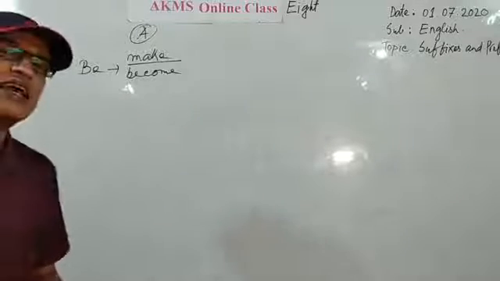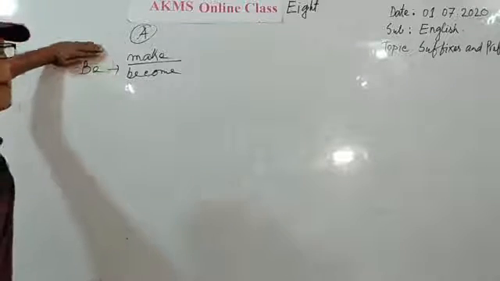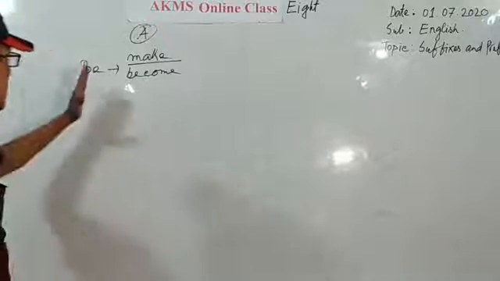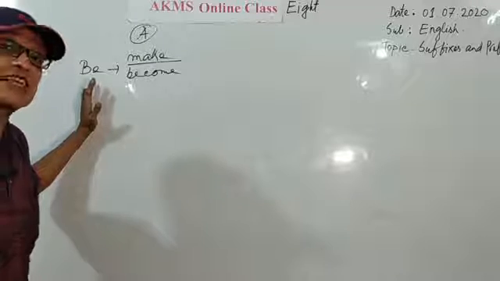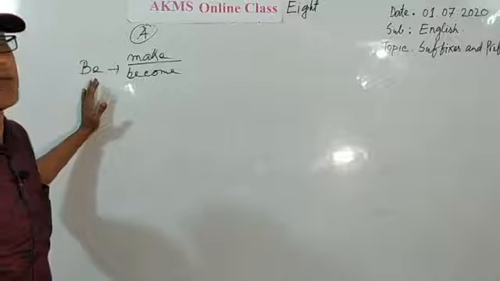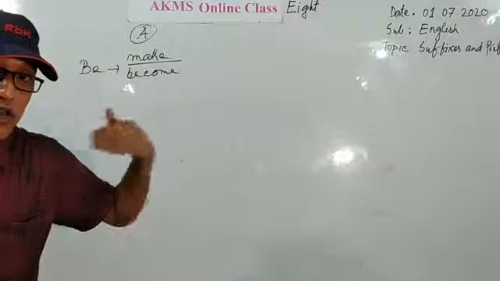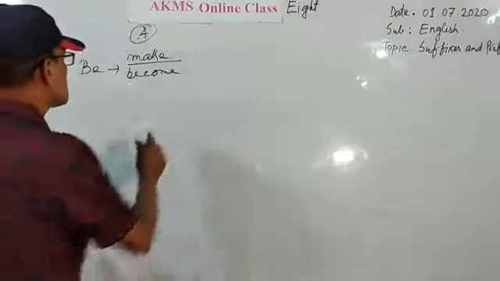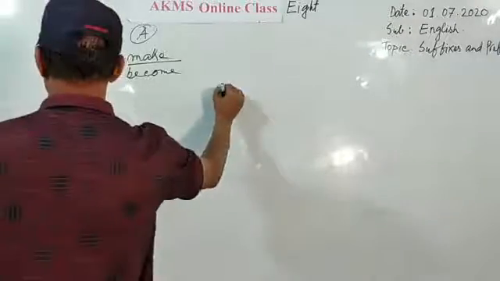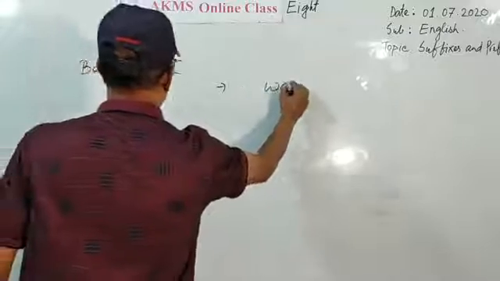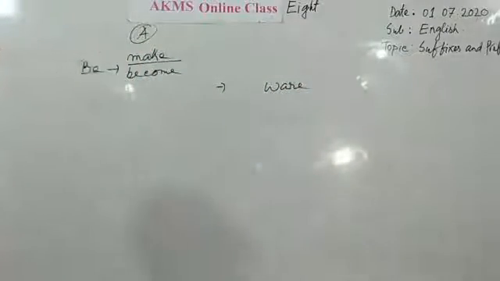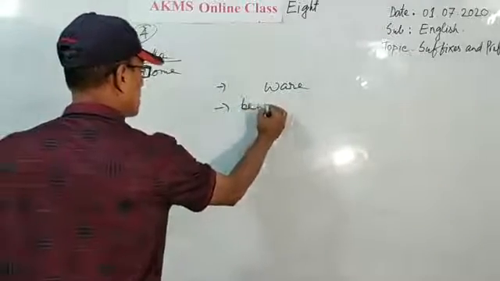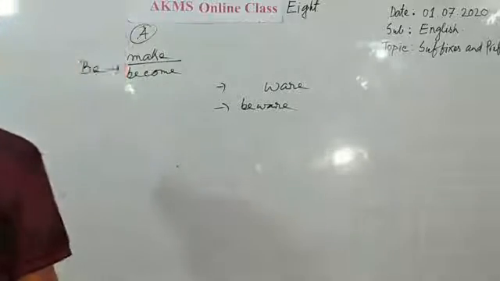So you can clearly understand that be will express the meaning of a verb. Okay? Be is a prefix that can make a verb before using a root word. Just like, look at the board please. Ware. I can make this word a verb, beware. Beware. Okay?